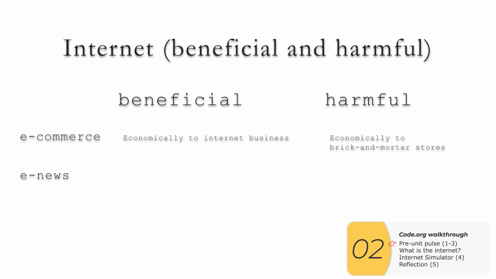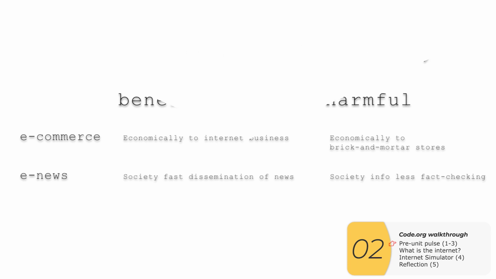E-news is going to be beneficial to society because we don't have to wait for the network people to report news anymore. Anybody can report news who has a Twitter account. At the same time, it's going to be harmful to society because now we have less fact-checking, which means more potential for misinformation, more potential for fake news. So again, this concept comes up all the time in the APCSP exam, and you'll want to be able to train yourself to think in this way.